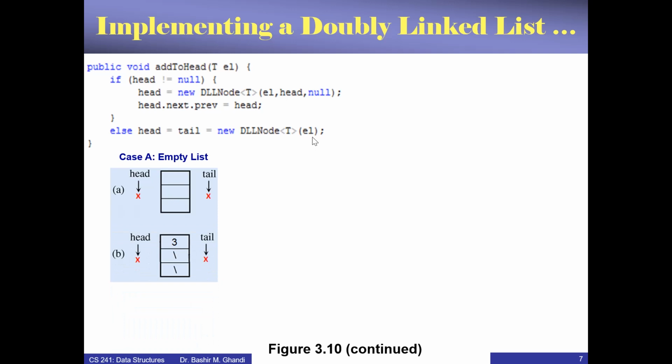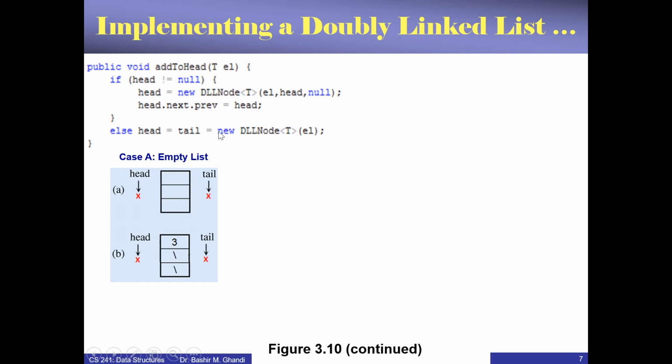So after executing the constructor, this is what you have. Here we are assuming element is actually passed 3. So the user sent the number 3 to be added at the beginning of the list. So 3 will be assigned to the info, and next will be null, and prev will be null. So this part of the statement is done.